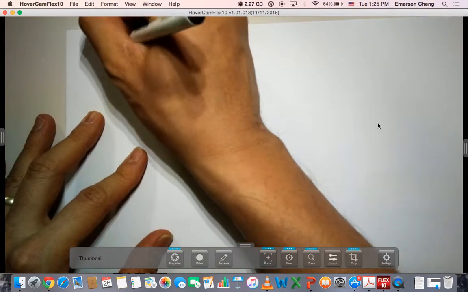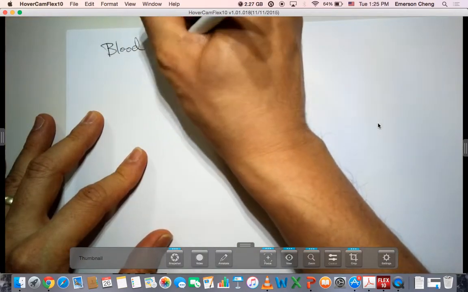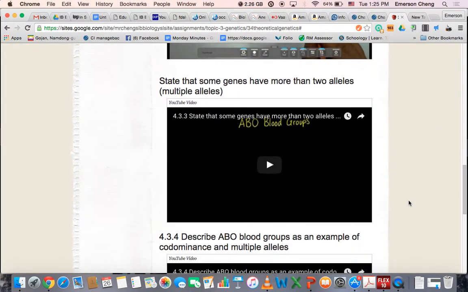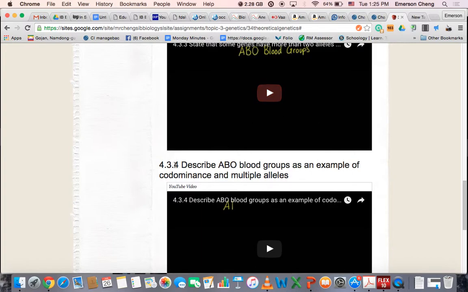Okay, blood type. Blood type is an example of a codominance genetic condition. I've shown you on the video already. There are two videos related to it. One of them is just talking about there being more than two different types of alleles. Basically, this gene has more than two forms, so that's why it's multiple alleles. The other talks about this one as an example. So if you don't follow what I was talking about in class, you do have these two videos to look at.